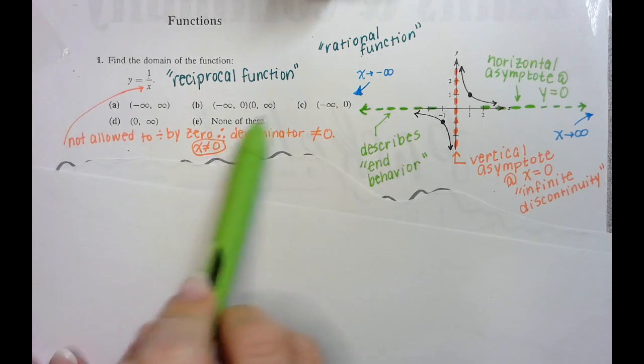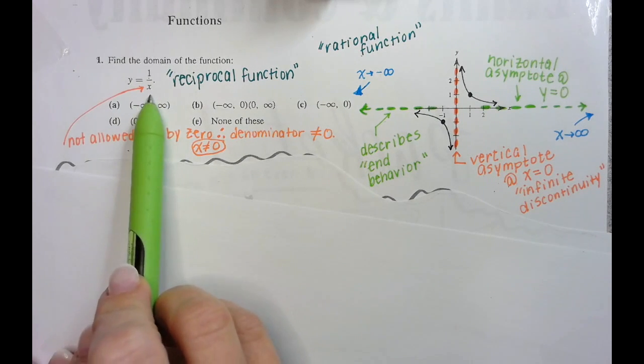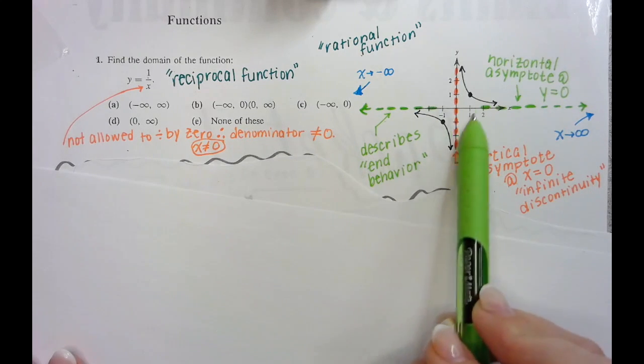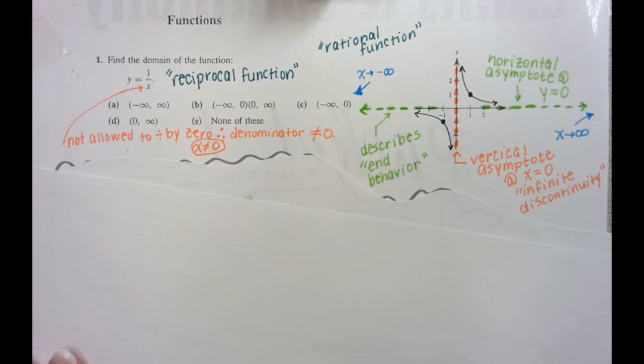The same will happen here. I'll be plugging in -1, -10, -1,000. And that's really where this horizontal asymptote comes from. It's not about what's going on here so much as what's going on out here.